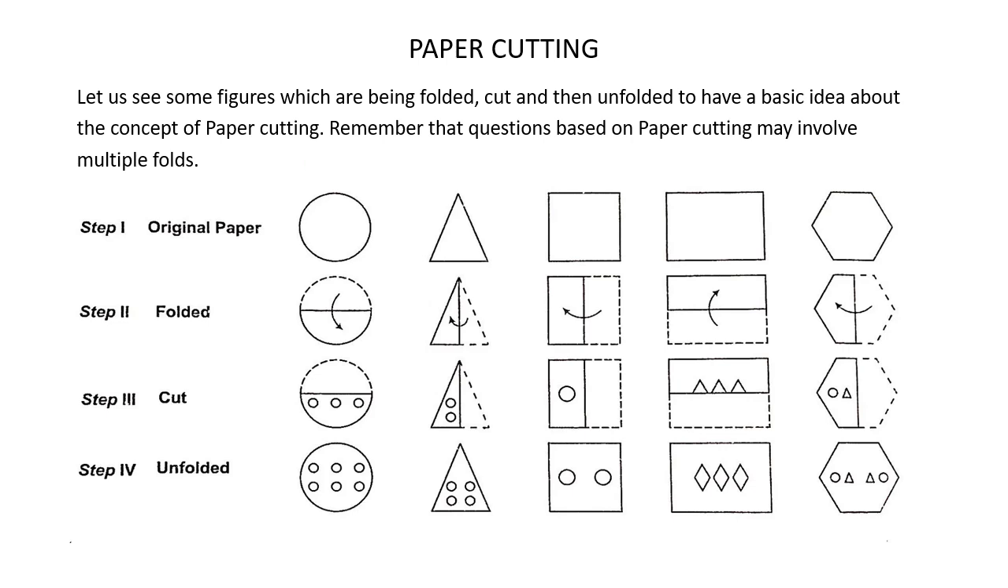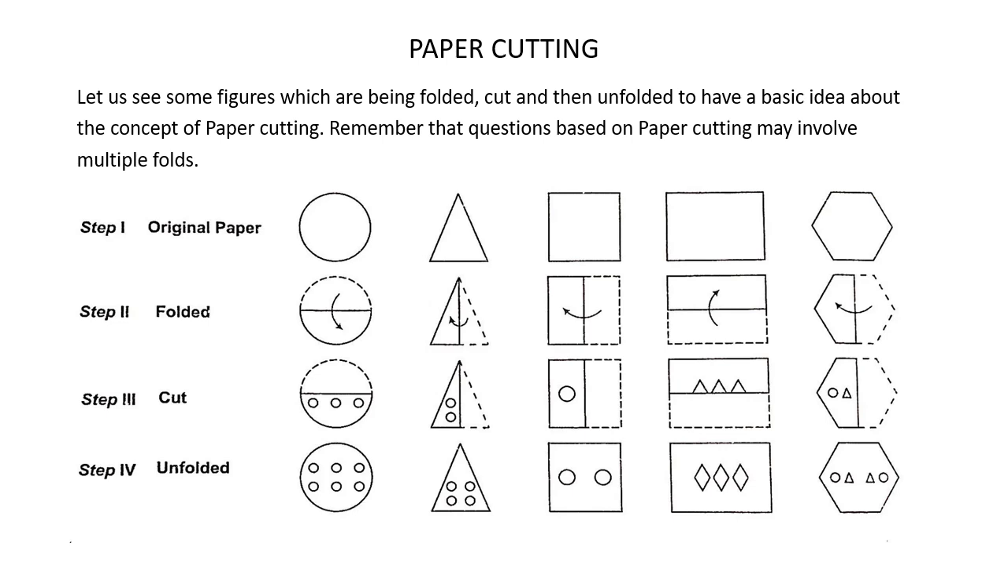Remember that questions based on paper cutting may involve multiple folds. So this is the original paper which is circular in shape. Here you can see that the paper is being folded from the top to the bottom. Here you can see that 3 holes are punched. And here you can see the pattern of the cuts when the paper is unfolded.